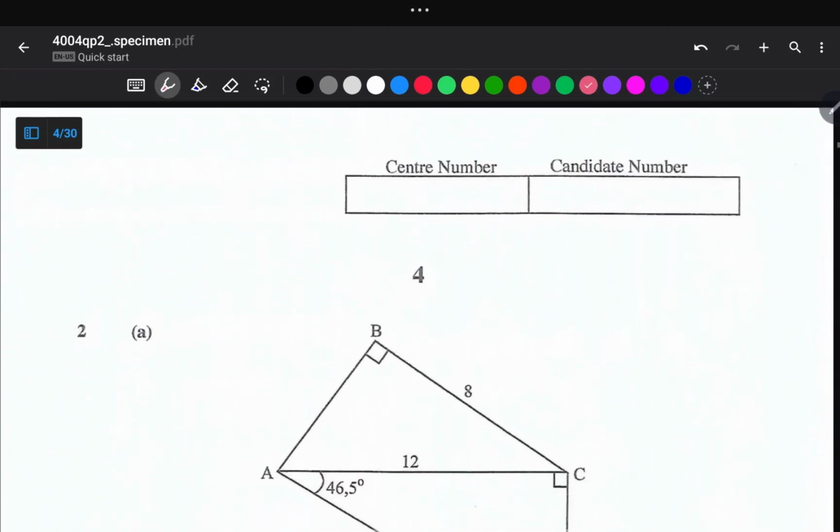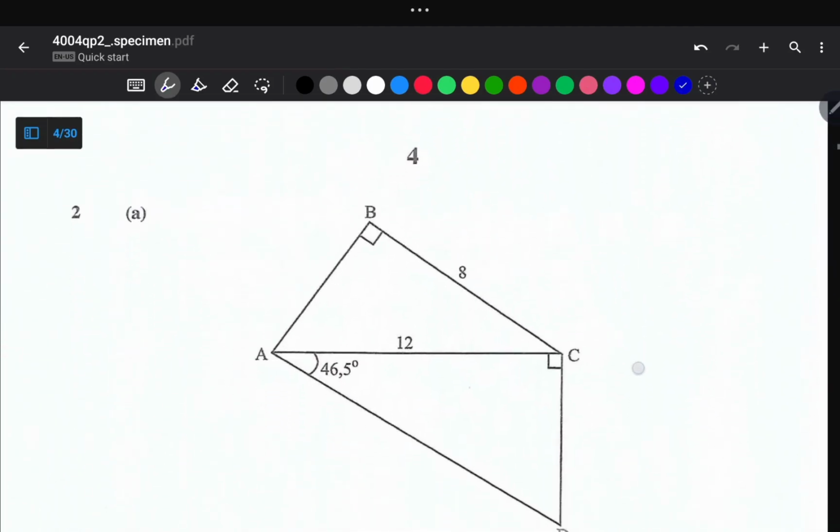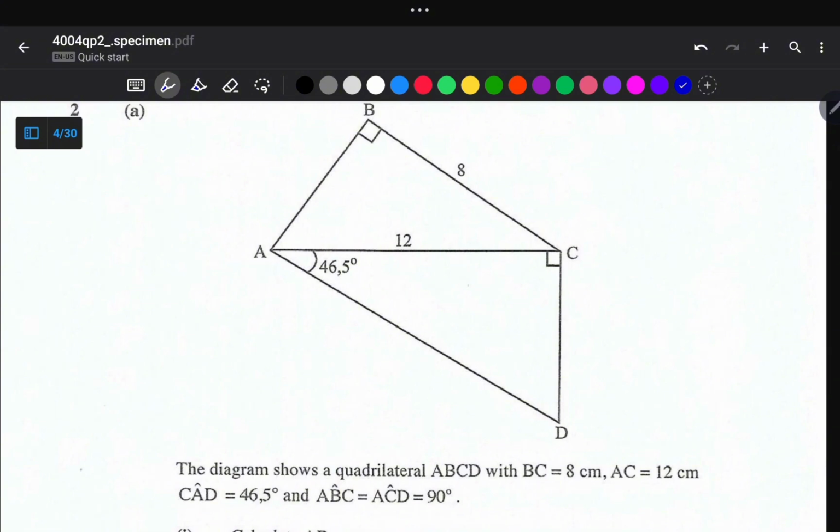Okay, and then the next question says, question number 2, we are given this diagram. So we have A, B, C, and D.